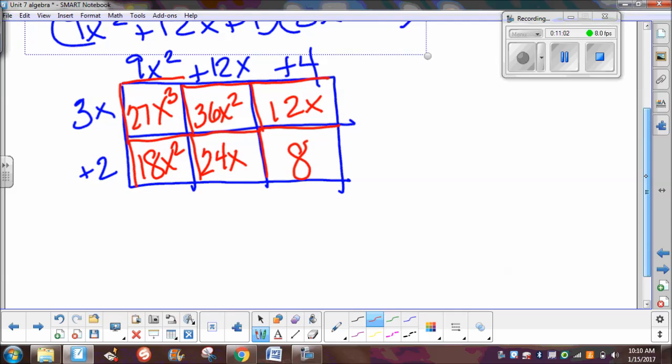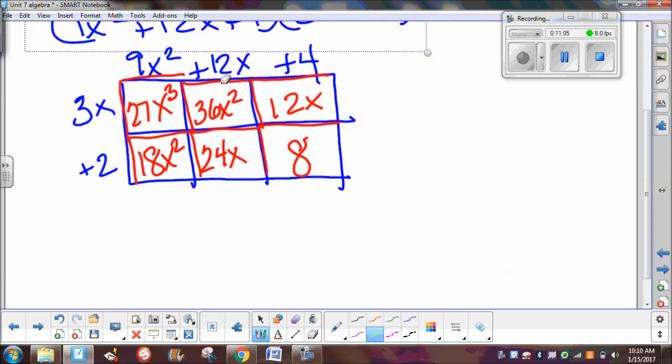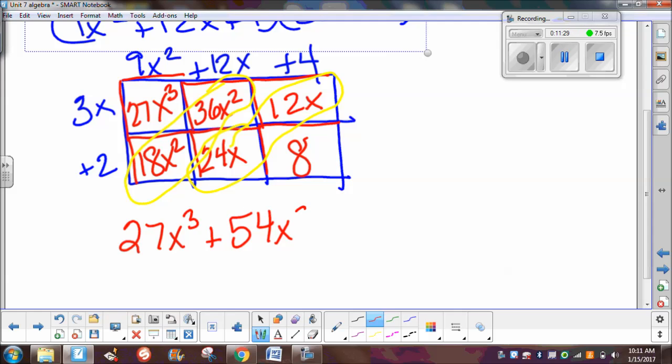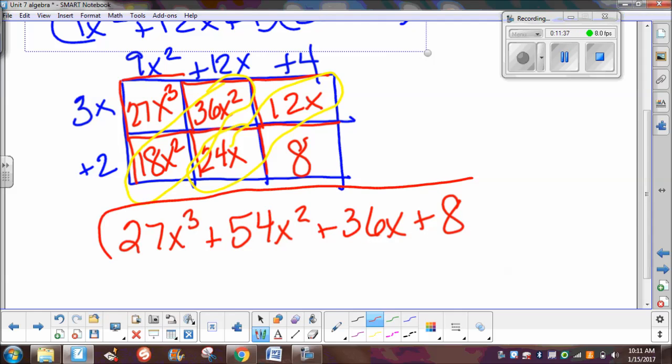Now I search my graphic organizer for any like terms that there might be. And I have my x squareds that are like, and I have my x's that are like. So now to write my final answer, in standard form, start with that highest exponent term first. Combine like terms here, plus, what do we got? 36, 46, 56, 54x squared plus 36x plus 8. No other like terms here, so everything is simplified. There is my final answer.